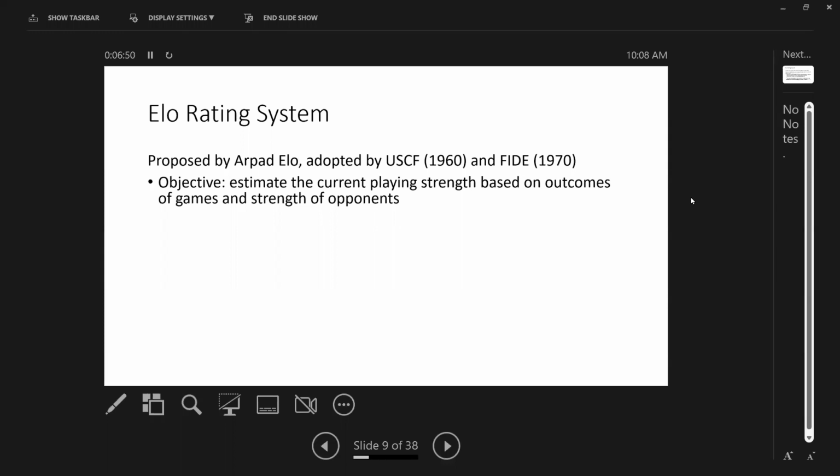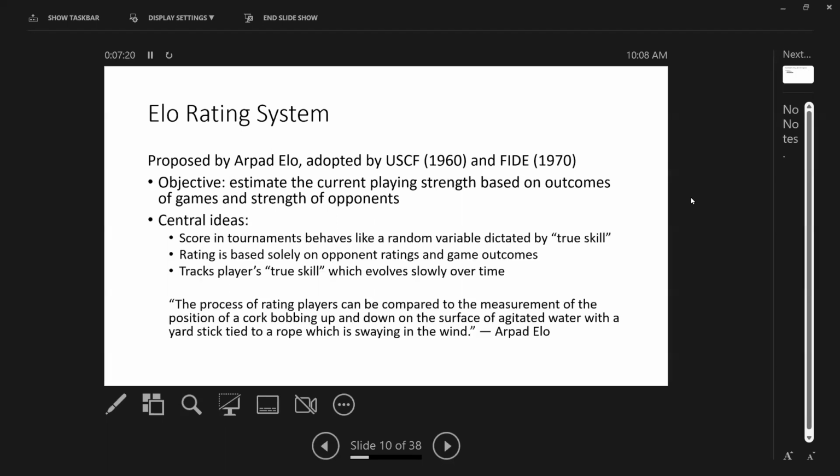So in the 1960s, the USCF asked Elo to come up with a new rating system. Interestingly enough, in addition to being a chess player, Elo was also a physics professor. The objective is to estimate the current playing strength of the player based on very few important factors, which include outcomes of games you've played and the rating of the opponents.